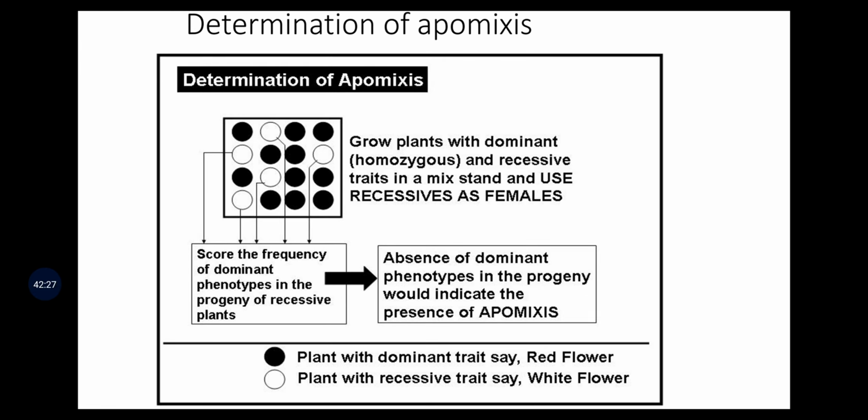Coming to detection of apomixis. From the same population, grow plants with dominant homozygotes and recessive traits in a mixed stand and use the recessives as females. Means the recessive plant should be female. Again, score the frequency of dominant phenotypes in the progeny of recessive plants. Then the absence of dominant phenotypes in the progeny would indicate the presence of apomixis.